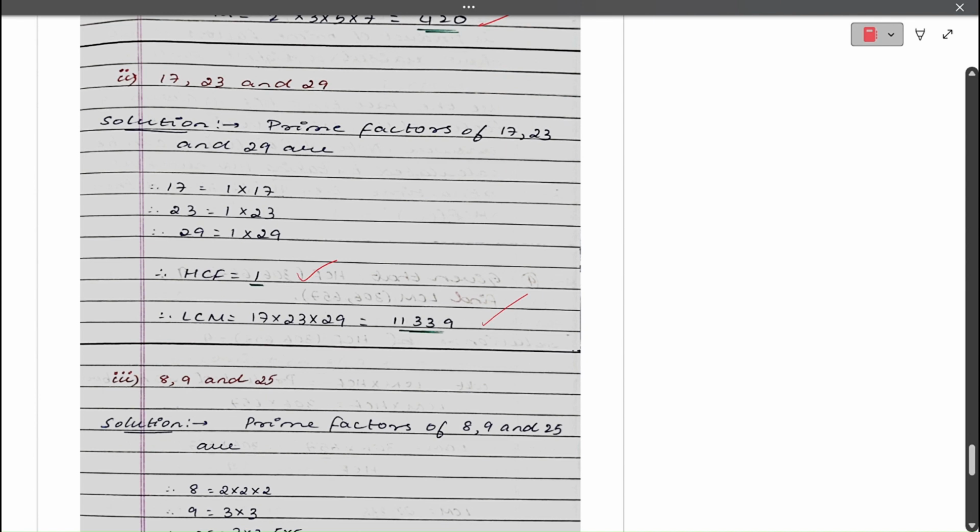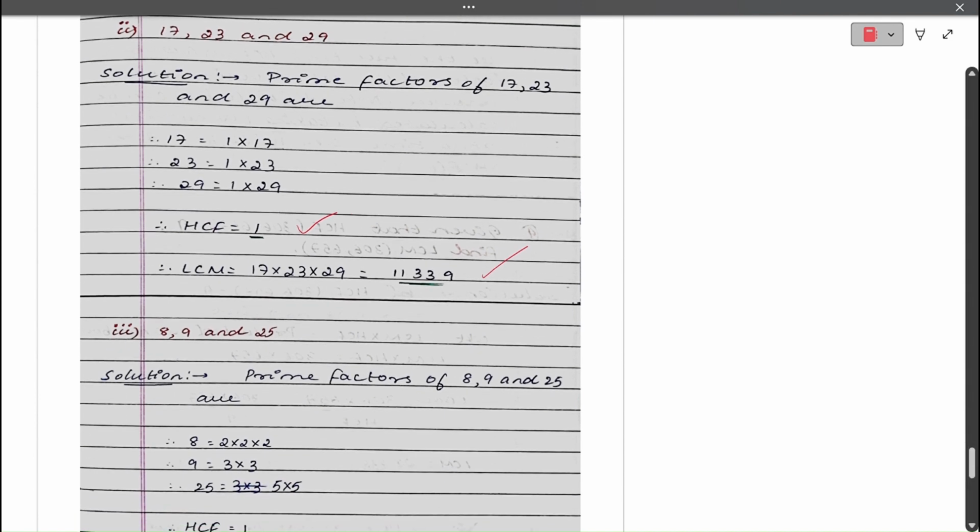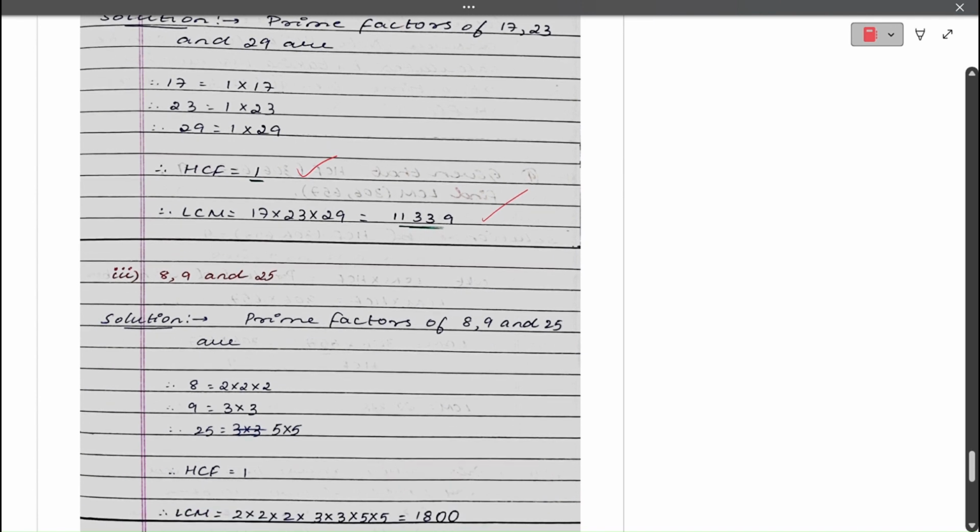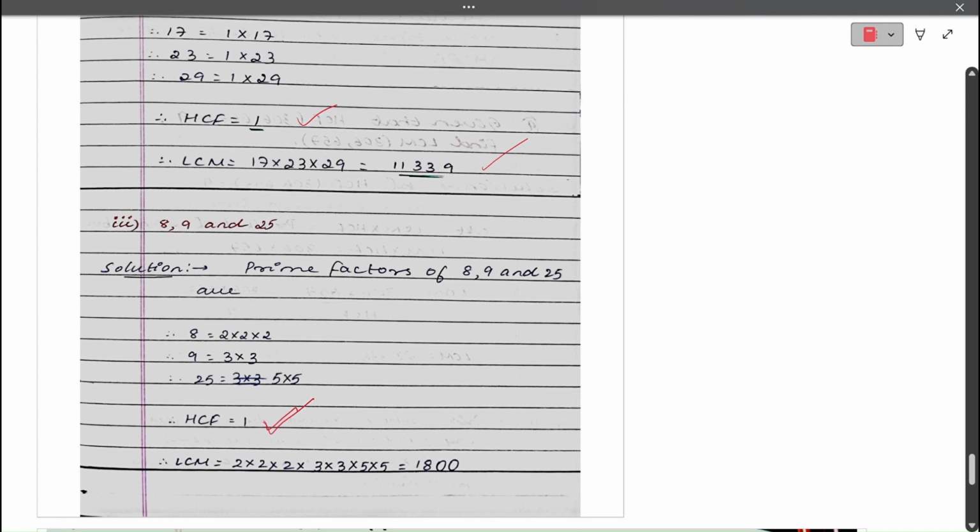Next we have 8, 9 and 25. So prime factorization of 8, 9 and 25: 8 can be written as 2 cube, 9 can be written as 3 square, 25 can be written as 5 square. Their HCF is 1 over here also. There is no common factor other than 1. So LCM will be 2 cube into 3 square into 5 square. That is nothing but 1800.